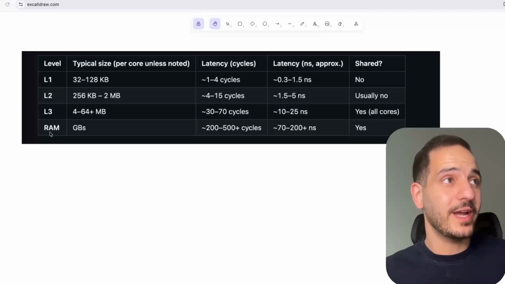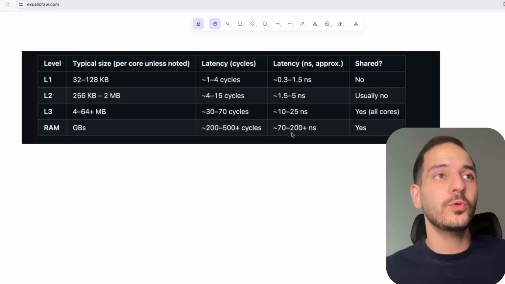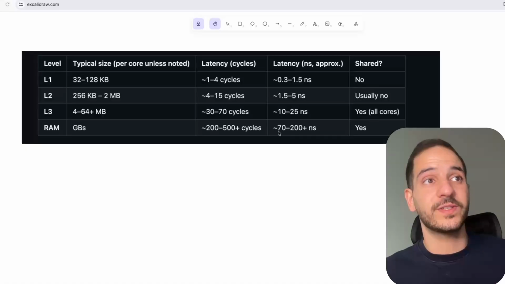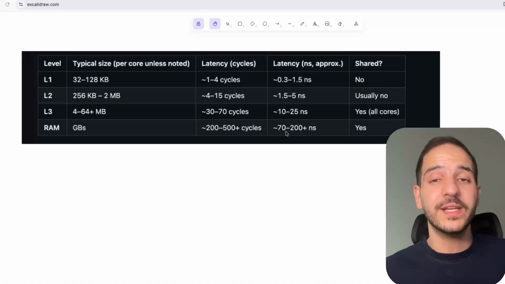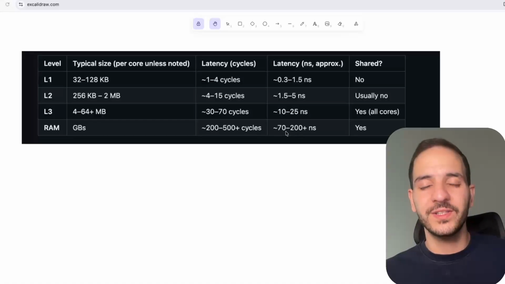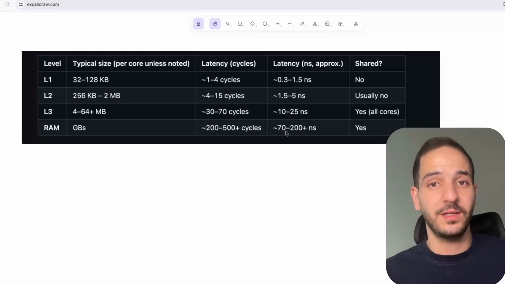However, if the data needed by the CPU to run the program is not available in CPU cache and needs to be fetched from RAM, then the CPU would have to spend more than 50 or 70 nanoseconds waiting for the data to arrive. A CPU capable of running more than one instruction in less than a nanosecond would have to spend more than 50 nanoseconds waiting, which means that the wait time would dominate the total time.